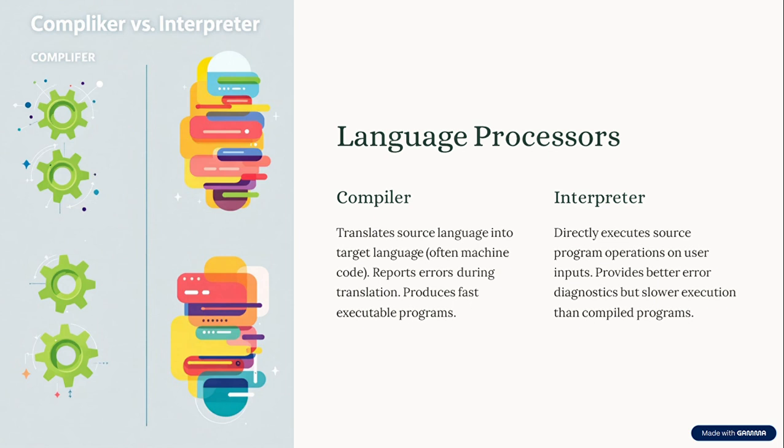So the basic difference between a compiler and an interpreter is that a compiler takes the whole program and translates it into machine code, whereas an interpreter takes the program line by line and translates it into machine code. The interpreter gives better error messages.